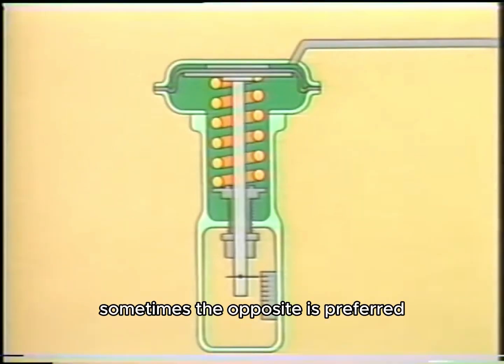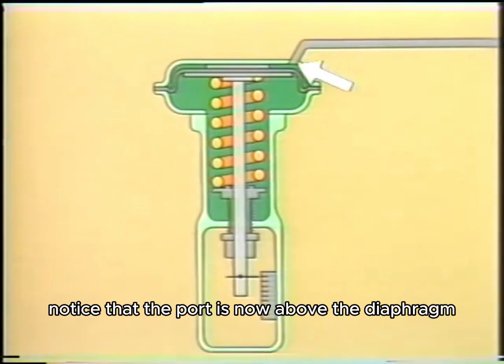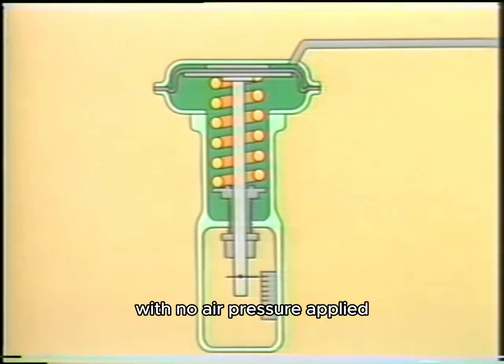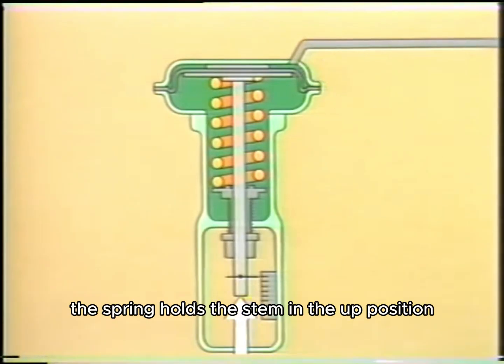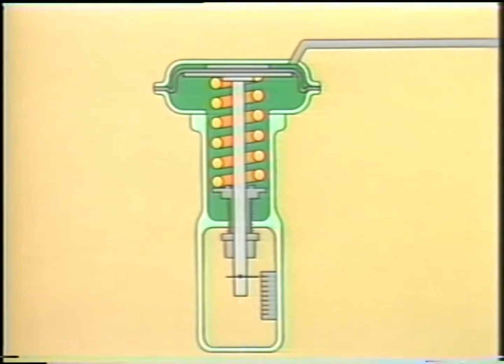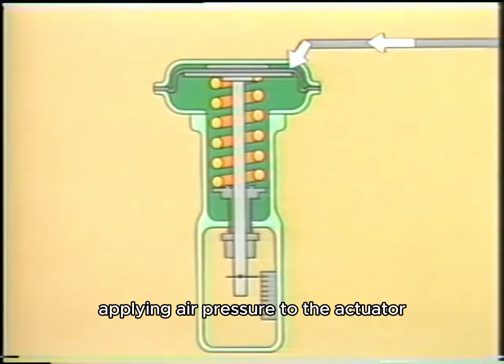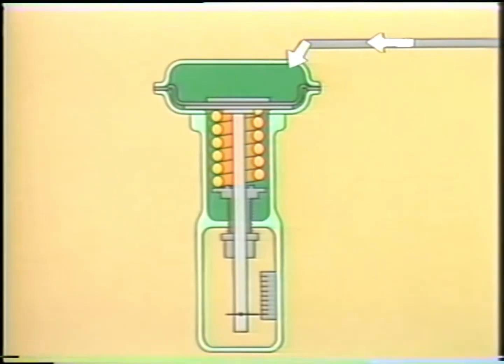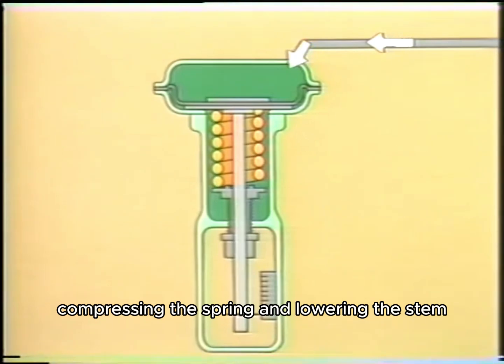Sometimes the opposite is preferred. Notice that the port is now above the diaphragm. With no air pressure applied, the spring holds the stem in the up position. Applying air pressure to the actuator causes the diaphragm to flex, compressing the spring and lowering the stem.